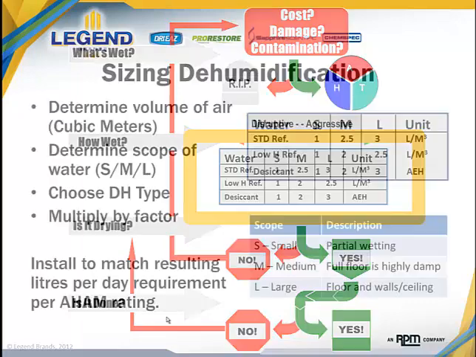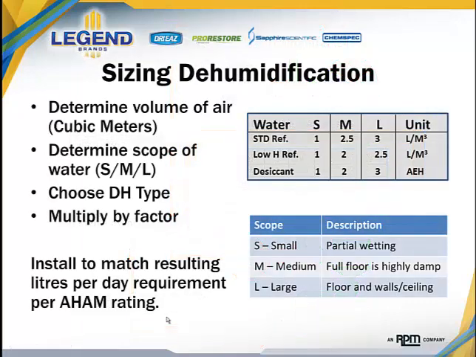With that information considered, there are 4 steps in sizing dehumidification to a restoration project. The first step, typically, is determining the exact volume of air to be dehumidified in cubic meters. We'll cover that in just a moment. Secondarily, we then need to take a look at the space and understand the scope of damp within the environment. How much is really affected and how much water is really present.